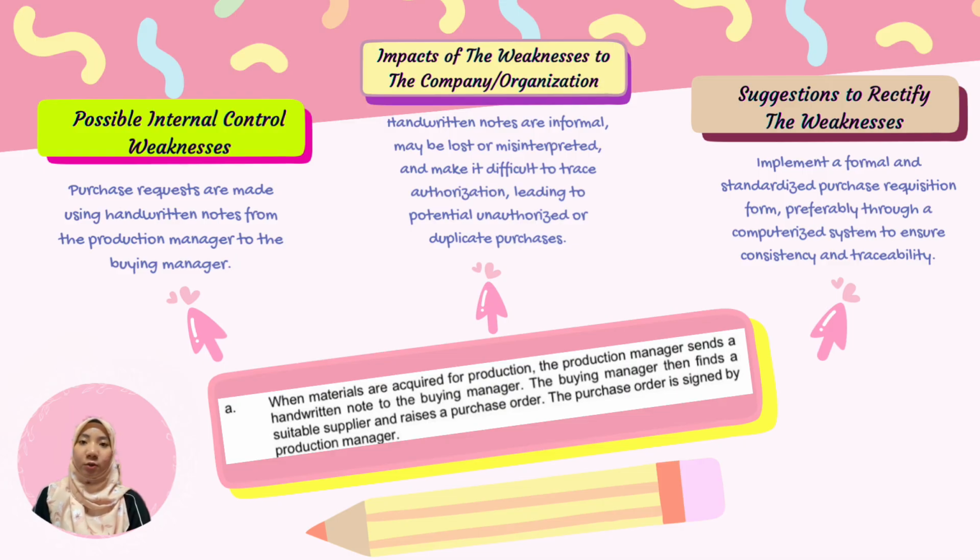For possible internal control weakness, purchase requests are made using handwritten notes from the production manager to the buying manager. Impact of the weakness to the company or organisation. Handwritten notes are informal, may be lost or misinterpreted, and make it difficult to trace authorization, leading to potential unauthorized or duplicate purchases.